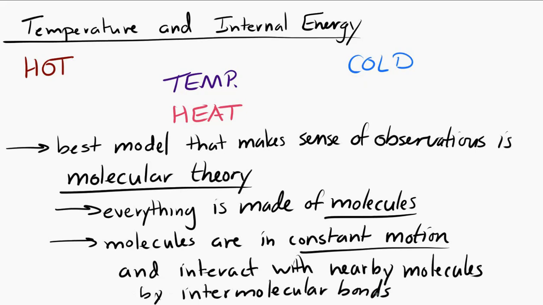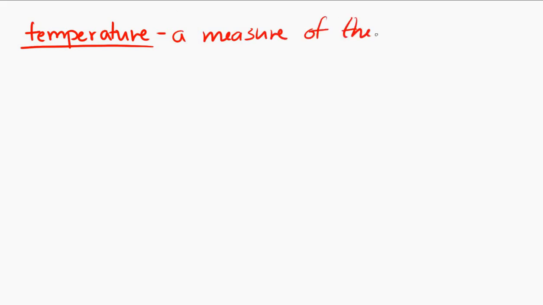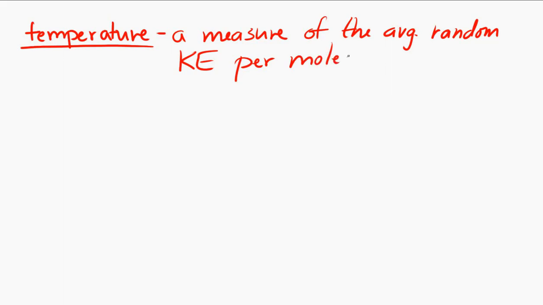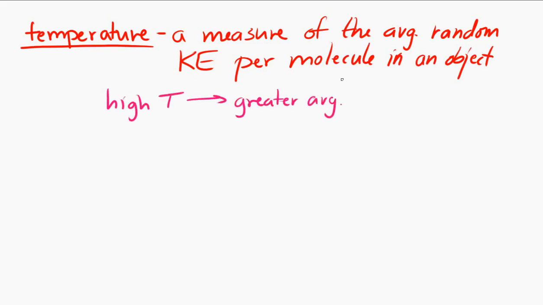So, for instance, let's move on to the term temperature. I know you know what temperature is. You've heard of it before, you've used it. From a physics perspective, temperature is a measure of the average random kinetic energy per molecule in an object. So if an object has a high temperature, that means that there's a greater average kinetic energy per molecule in that object. So, on average, the molecules in that object are moving around more quickly. They have more kinetic energy on average.